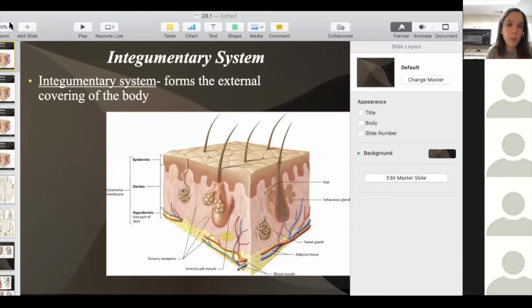We're going to go through different body systems. And so I mentioned that a system is several organs working together. And there are 11 major body systems. We're going to go through each of them. So we'll go through a few today. We'll go through the rest tomorrow.